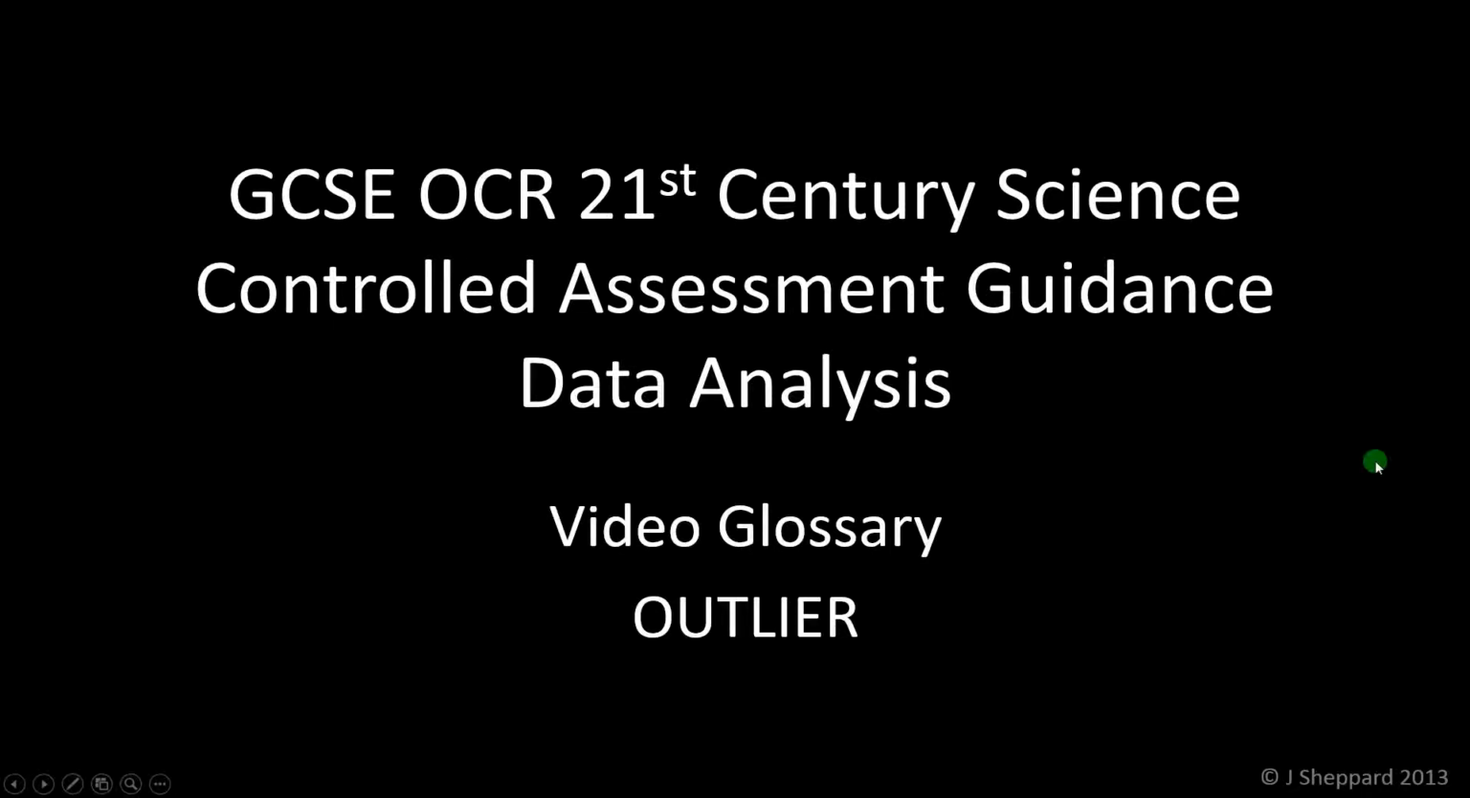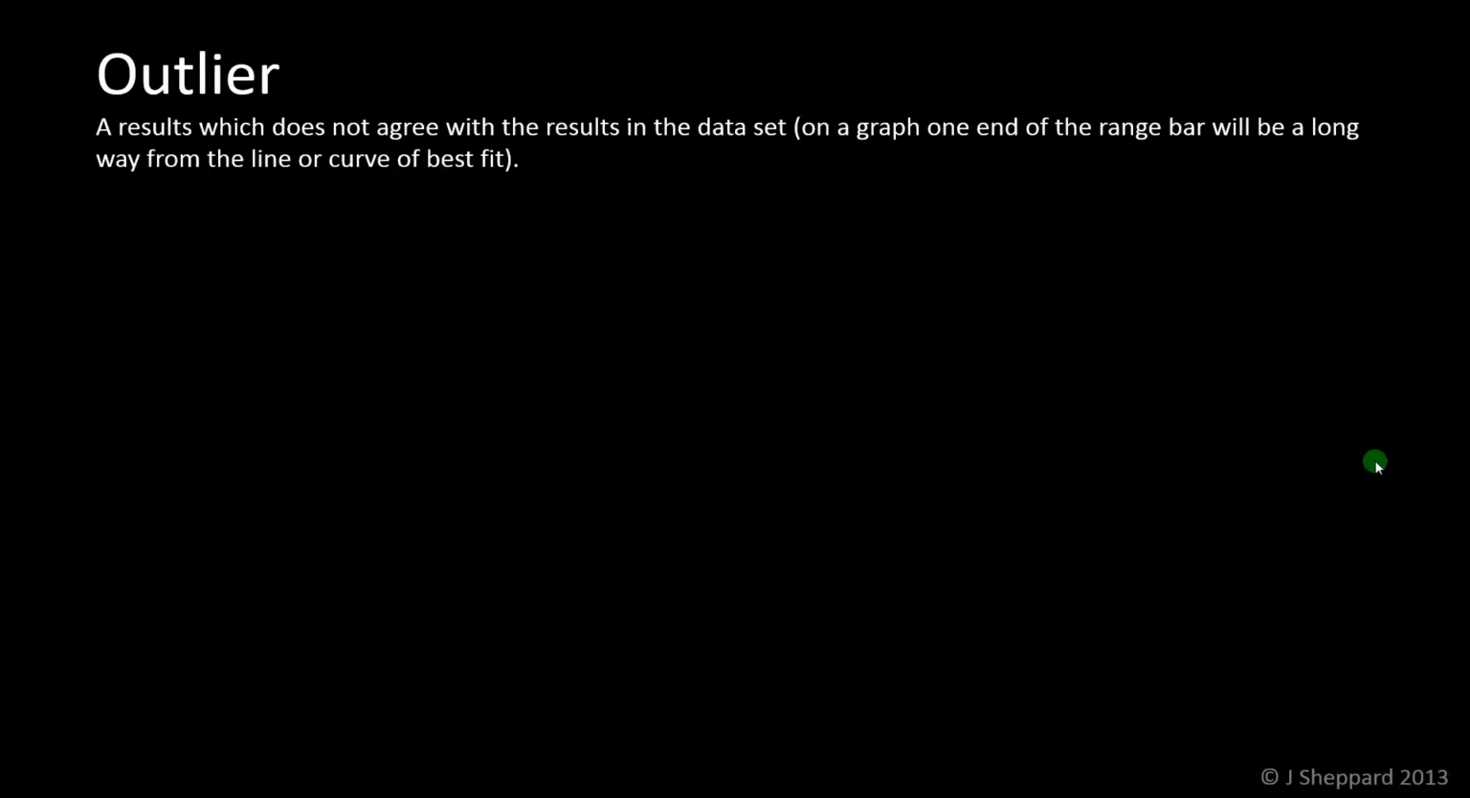Okay, so this is a discussion of outliers in the context of the data analysis control assessment task. Well, first of all, what's an outlier? Well, it's a result which doesn't agree with the other results in a data set, so in a set of repeats. And if you're looking at a graph, then what that would look like is that one end of the range bar will be a very long way from the line or curve of best fit.